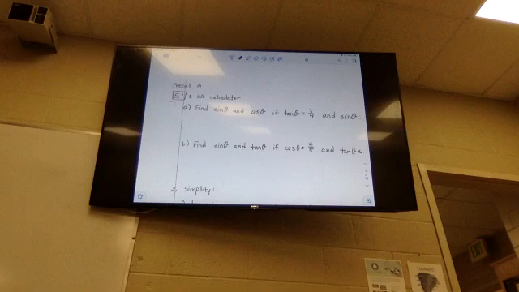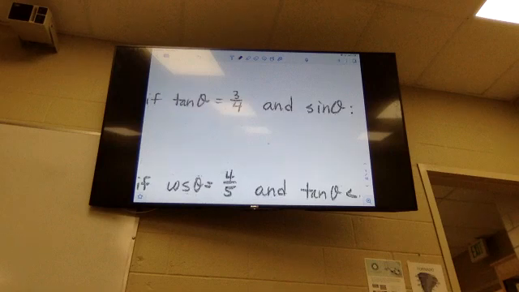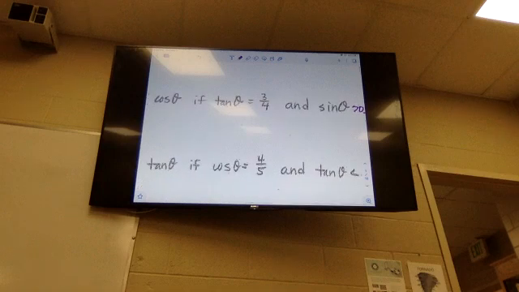The first problem says, find sine of theta and cosine of theta if tangent of theta equals 3/4, and sine of theta is greater than 0. We've done problems like this, actually, pretty recently. If tan is positive, what quadrants could that be in? Where could tan be if it's positive?